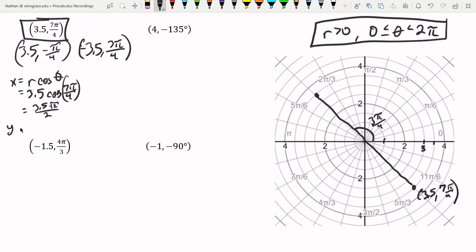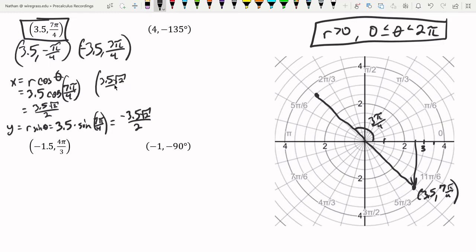Now, the other coordinate is going to be y equals r sine theta. So it's going to be 3.5 times sine 7 pi over 4. Sine 7 pi over 4 is going to be, again, root 2 over 2, but this time it's going to be negative because we're going downwards. So it's going to be negative 3.5 root 2 over 2. So this is the same point in rectangular coordinates.